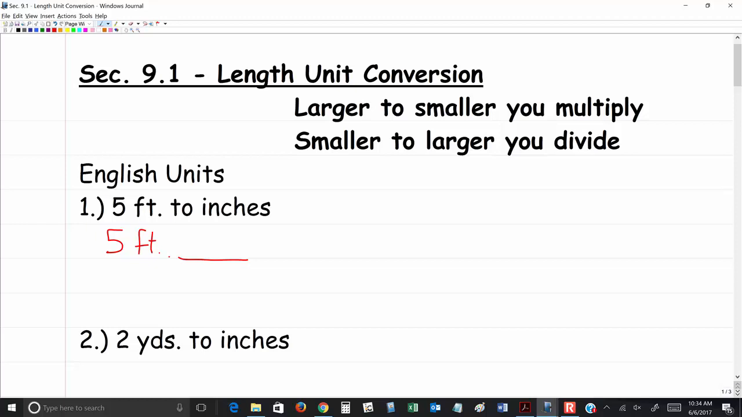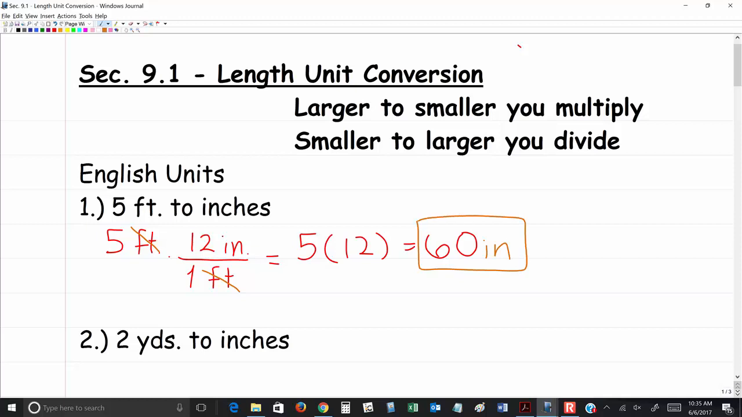Whatever this unit is, I need to put that same unit down here to match up so it'll cancel out. So I need to put feet down here as well. And I know that 1 foot is equal to 12 inches, so then I just put 12 inches on the top. So then I just need to multiply 5 times 12, which is 60. The feet units cancel out, so the unit I'm left with is inches, so that's my final answer, 60 inches.